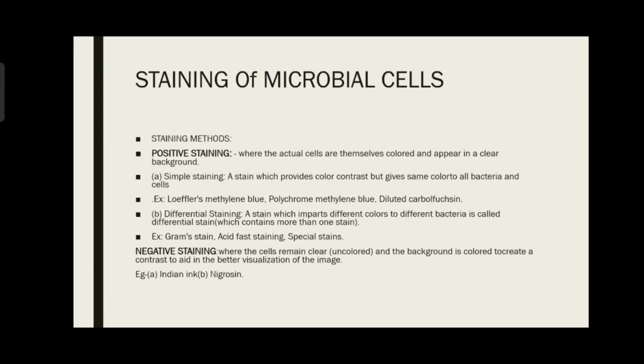So mainly stainings are of two types. They are positive staining and negative staining. In positive staining methods, the actual cells are themselves colored and appear in a clear background. And they are of two types, that is simple staining and differential staining. In negative staining, the cells remain clear, that is they are uncolored, and the background is colored to create a contrast to aid in the better visualization of the image.